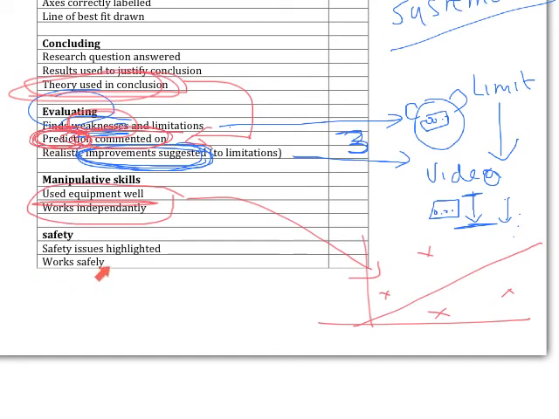Safety issues, there aren't many at this stage, but anything you can think of will be counted as credit.